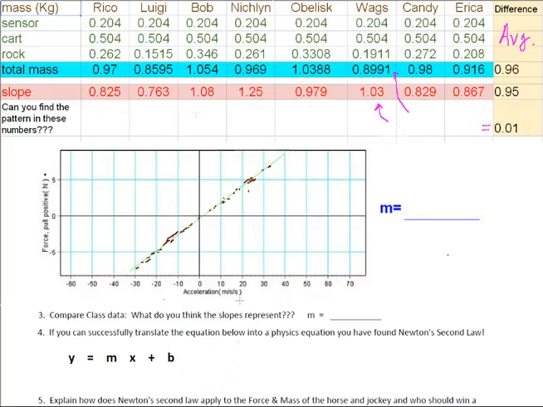Looking at these values, it says compare the class data. What do you think the slopes represent? The greater the mass, the greater the slope. And so the slope actually, in this case, was supposed to be mass. So the slope was equal to the mass. They were the same.